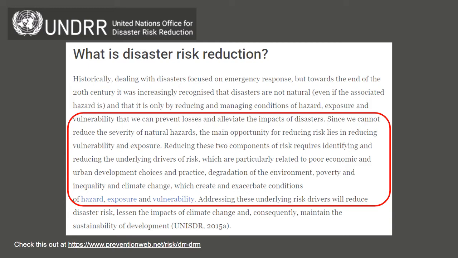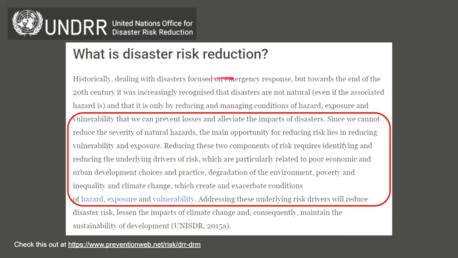Historically, dealing with disasters in the past mostly focused on emergency response. How are we going to respond after the disaster? However, towards the end of the 20th century, the modern period, we are more and more geared towards reducing and managing the conditions of the hazards. Again, reducing the exposure and vulnerability of the people. So not anymore what to do after, but what to do before and during and after a particular hazard, to minimize the risk and disastrous effects.